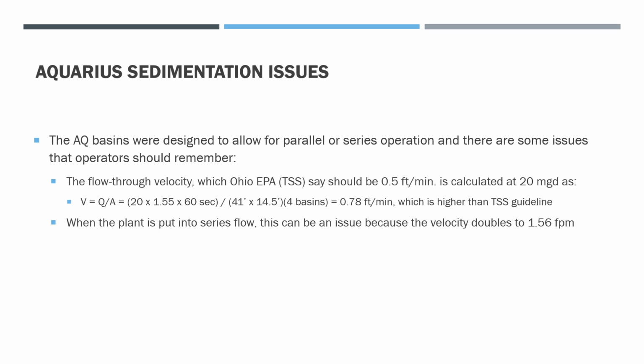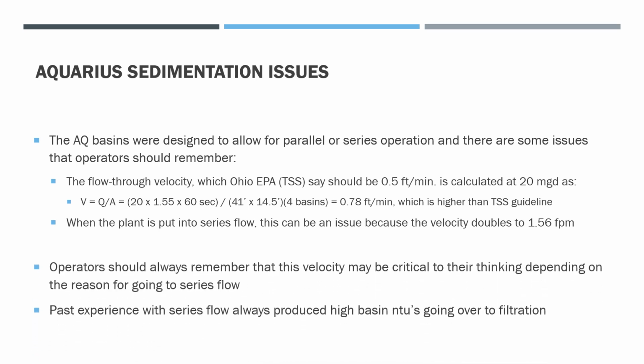So when the plant is put into series, this can be an issue because the velocity doubles to 1.56 feet per minute. So operators should always remember that this velocity may be critical to their thinking depending on the reason for going to series flow. Past experience with series flows always produce higher basin NTUs going over to filtration.